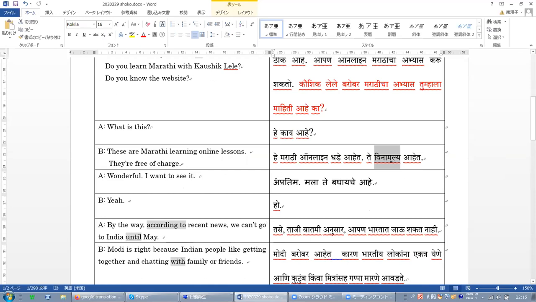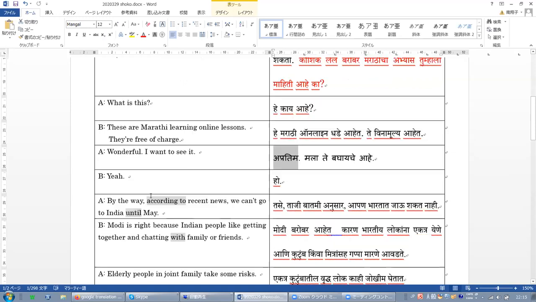I want to see it. Marathi baghayate ahe. Baghayate, GH. If you want to say "I want to see it", then it will be mala he baghayache ahe. Or if you want to say that, then te. It depends. He means this, te means that.